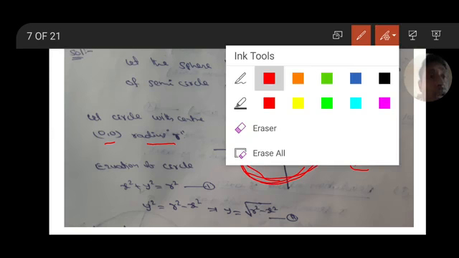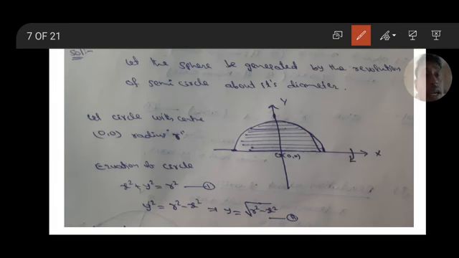I am taking the radius as r, and the center is (0, 0). So the equation of the circle with center (0, 0) and radius r is x square plus y square equal to r square. Therefore y square equals r square minus x square, so y equals the square root of r square minus x square.